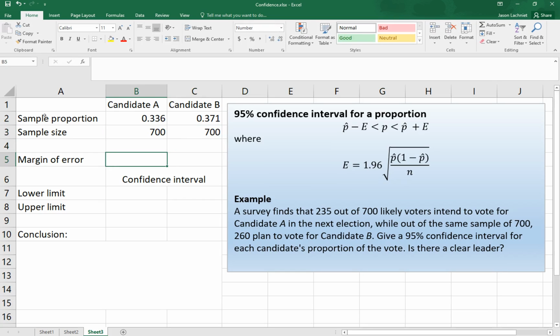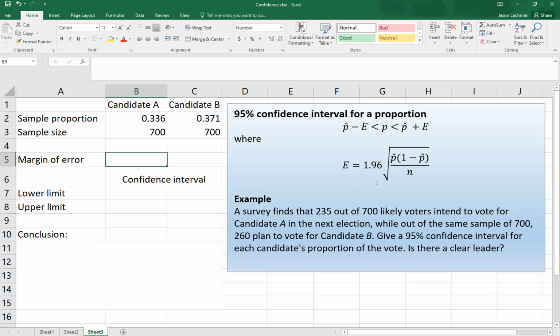To build confidence intervals will give us a better idea of what we can really, with some confidence, say about the proportion likely to vote for each candidate. We need to compute a margin of error. To do that, we'll use this formula. The margin of error is 1.96 times the square root of the sample proportion times 1 minus the sample proportion, divided by the sample size.